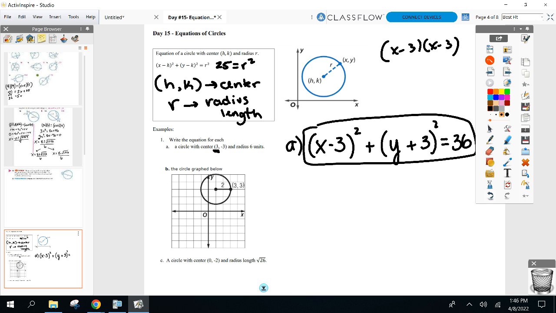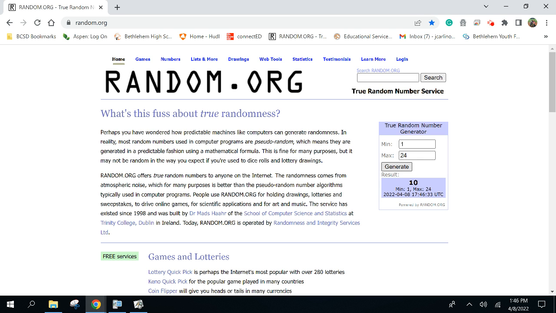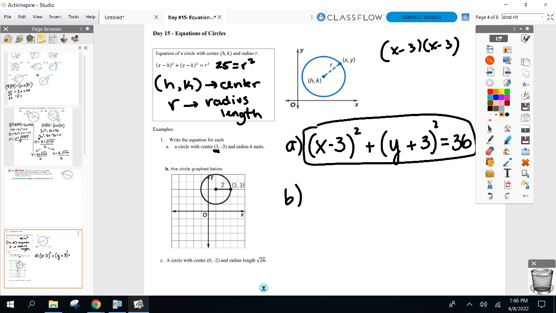All right, now we'll get to part B. Now get it from a graph. Let's get our values from the graph. What is the center point here? What's the center of this circle? 1, 3. Okay, 1, 3. I can get that right off the graph. So let's plug it into our circle equation.